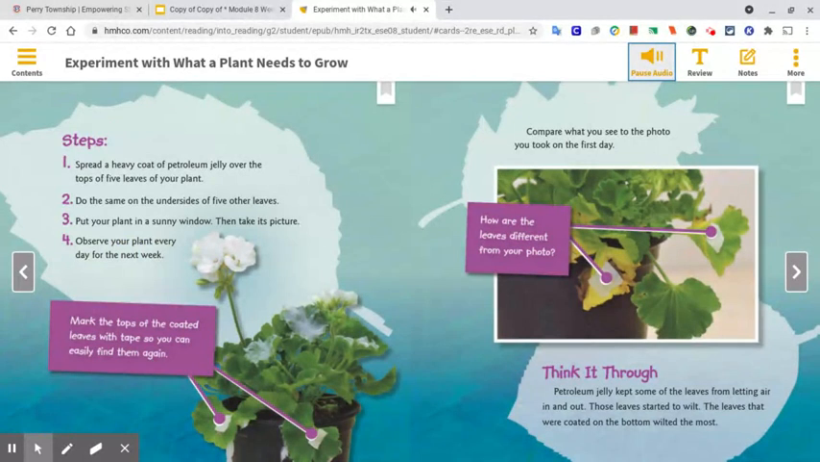Mark the tops of the coated leaves with tape so you can easily find them again. Compare what you see to the photo you took on the first day. How are the leaves different from your photo? Think it through. Petroleum jelly kept some of the leaves from letting air in and out. Those leaves started to wilt. The leaves that were coated on the bottom wilted the most.